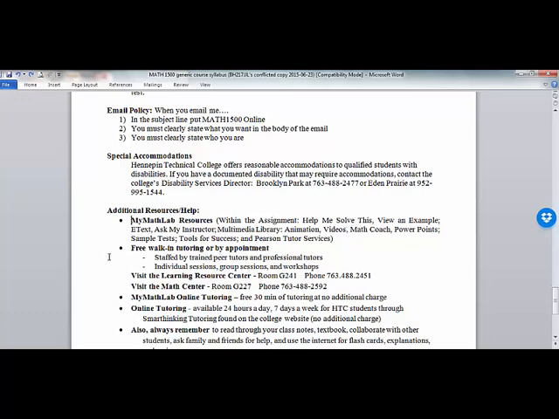Then on each campus we have free walk-in tutoring or tutoring that you can schedule by appointment. And so I have on your schedule the room numbers and phone numbers for the Learning Resource Center and the Math Center. And there's online math tutoring through My Math Lab, there's online math tutoring through Smart Thinking.